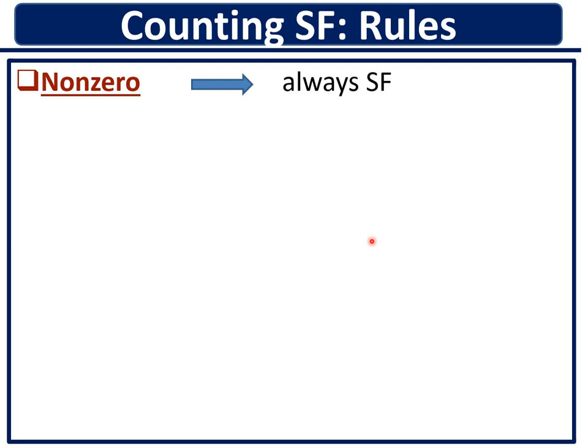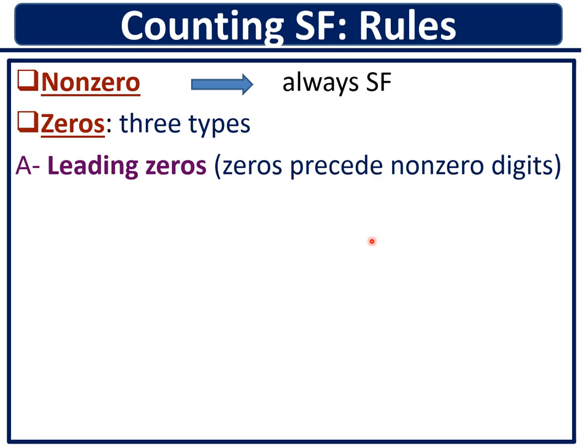Rule number one: all non-zero digits are always significant. The problem is the zeros, whether they are significant or not. We have three different types of zeros. Number one is the leading zeros, which are zeros preceding non-zero digits, like this. All leading zeros are not significant.